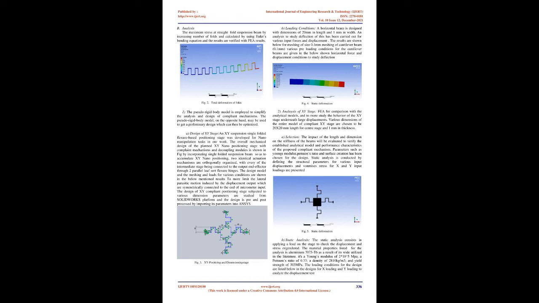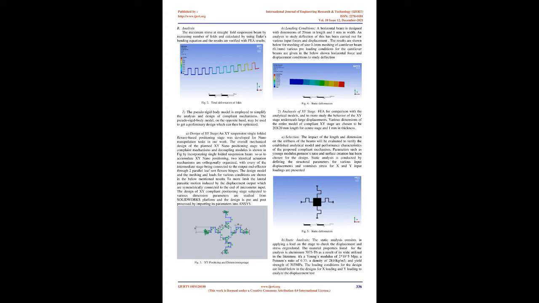2 identical actuation mechanisms are orthogonally organized, with each intermediate stage being connected to the output end effector through 2 parallel leaf type flexure hinges. The design model and the meshing and loads for various conditions are shown in the results below, to further limit the lateral parasitic motion induced by the displacement output, which are symmetrically connected to the end of the micrometer input. The design of the XY compliant positioning stage, subject to various dimension parameters, is studied on the SolidWorks platform, and the design is pre- and post-processed by importing its parameters into ANSYS.